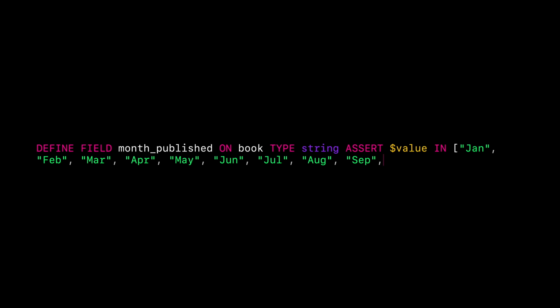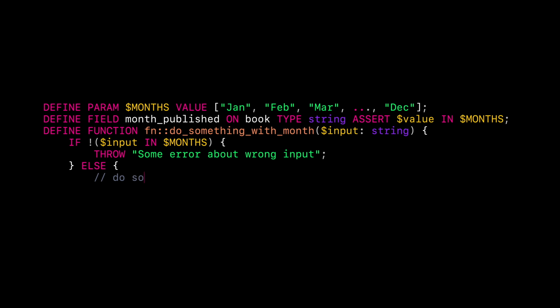If you find that parts of your table or field-specific code are getting a bit long, it might be time to think about moving parts of it to a database-wide parameter. Doing so not only makes the code cleaner, but makes it easier to reuse in other parts of the schema as well.